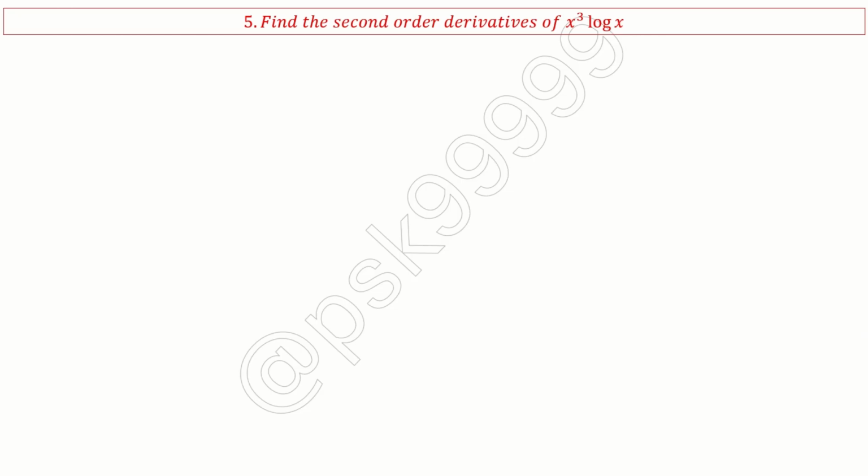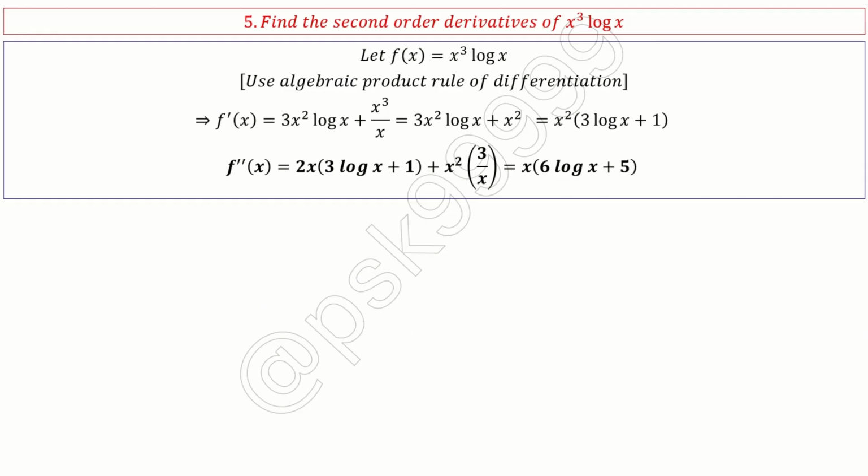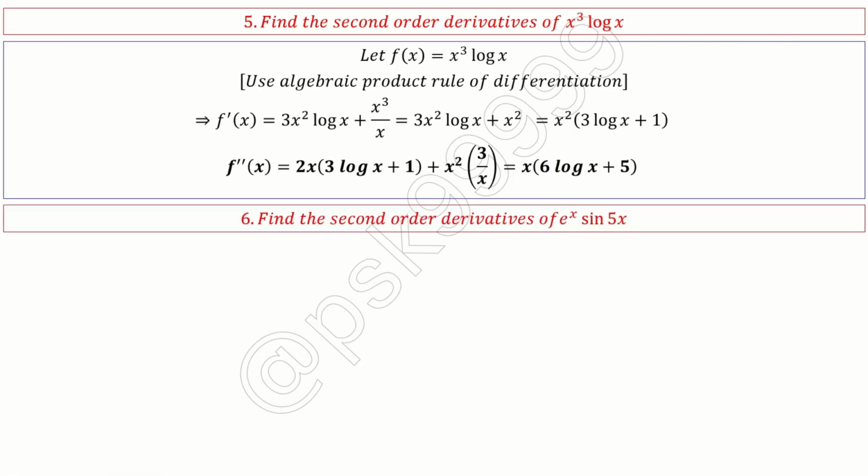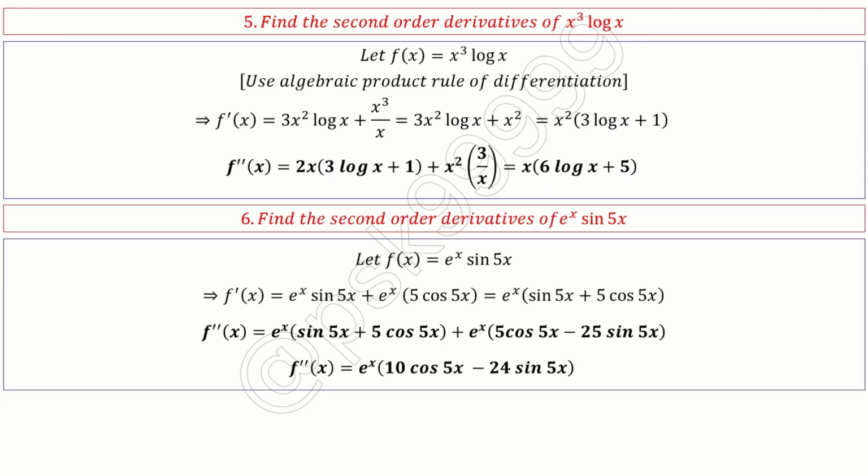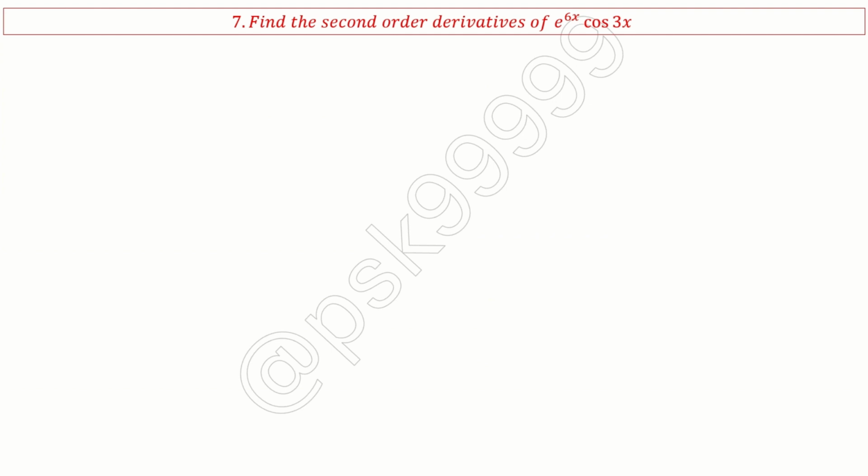Next, x cube log x. You will apply the UV rule for obtaining first order as well as second order differentiation. First order differentiation is x square times 3 log x plus 1. Second order differentiation you can do the same way: x square times 2x, and then 3 log x plus 1, plus x square as is, and then the differentiation of 3 log x is nothing but 3 by x. So overall it is x times 6 log x plus 5. Next, e to the power of x sin 5x. Same way you will apply the UV rule. f double dash x is nothing but e to the power of x into 10 cos 5x minus 24 sin 5x.